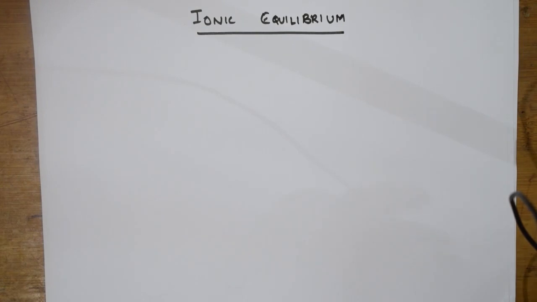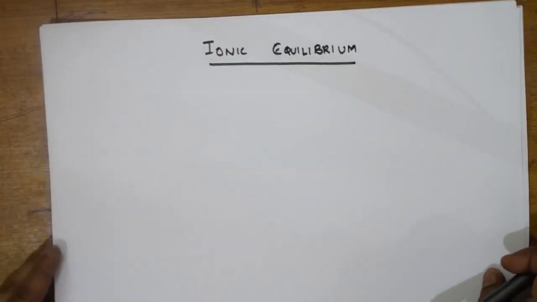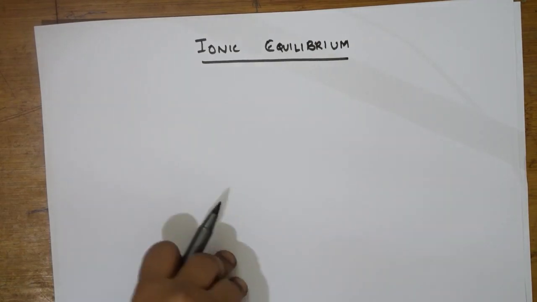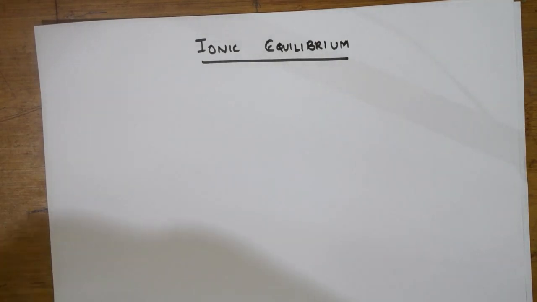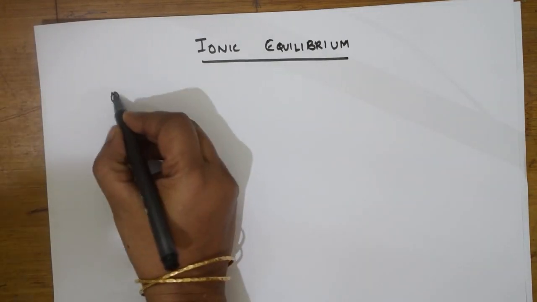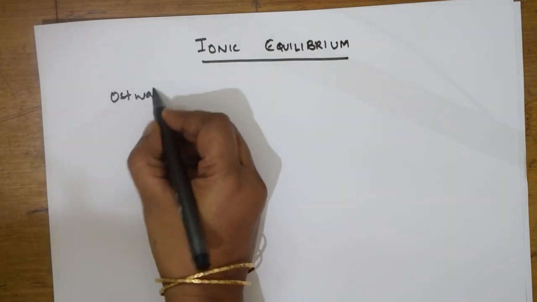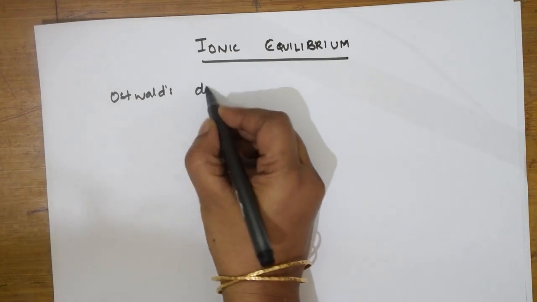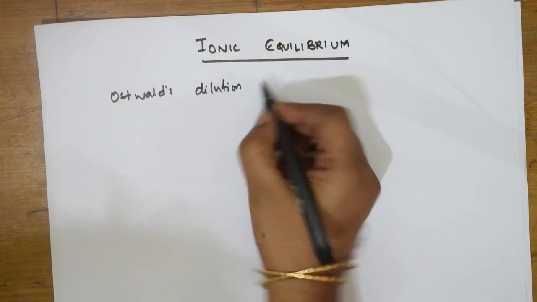Welcome back, students. Now let's start with your ionic equilibrium. So first let us learn the concepts which are there in ionic equilibrium, important things which you should remember for your exam, and then we will start with solving the questions based on this. So in ionic equilibrium, the first important concept which you have to remember is Ostwald's Dilution Law. So let us write the heading first. Ostwald's Dilution Law. What does this law want us to learn?